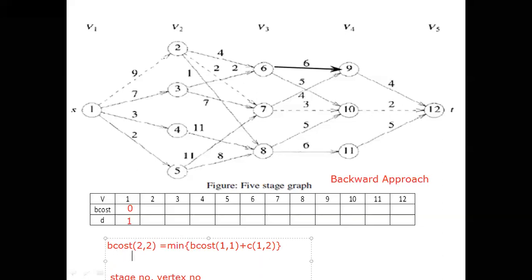Now I can find the value of this one. Minimum of B cost of 1, 1. What is the 1, 1 value? I have to find the B cost. Here it is. 1, 1 is 0, right? 0 plus, what is the value? C of 1, 2. What is the edge coming? It is 9. What is the value here? 0 plus 9, it is none other than the value 9. That means, what did you understand?